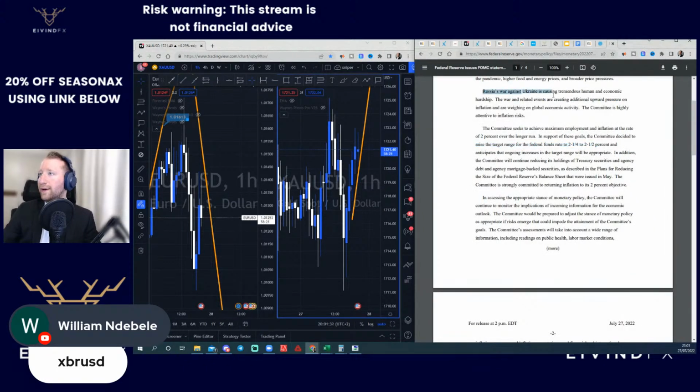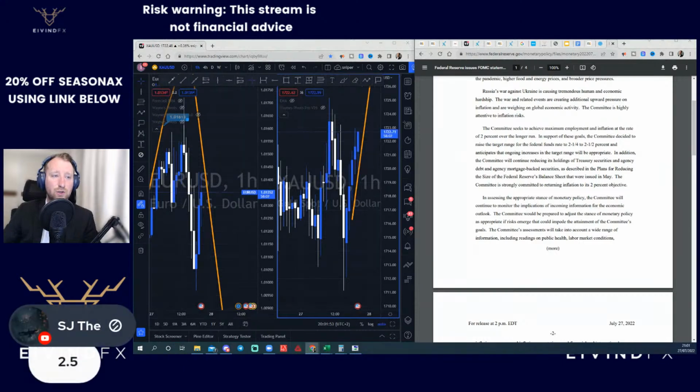Russia's war against Ukraine is causing tremendous human and economic hardship, and the war-related events are creating additional upward pressure on inflation and are weighing on global economic activity. The committee is highly attentive to inflation risk. That's what they are mostly into. So 2.5 is the current deal. They have done what they expected to do.